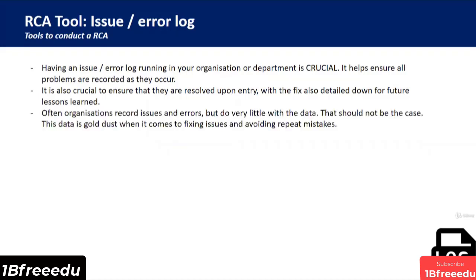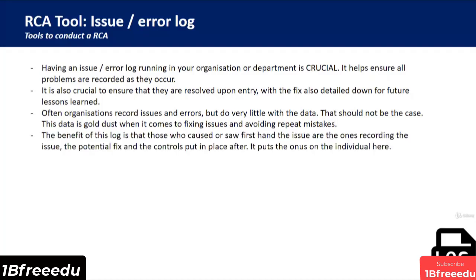So often, as I've just discussed, organizations record issues and errors, but do very little with the data. And that really should not be the case. This data is gold dust when it comes to fixing issues and avoiding repeat mistakes. If organizations, if leaders, managers, and teams actually acted upon the issues and errors and fixed them for the long term when they came up, this would solve so many issues and problems that organizations discuss on a daily basis. Often they just leave them to fester and become greater problems. Make sure actions come from all of these issues and errors, which is why a log is very important to have.